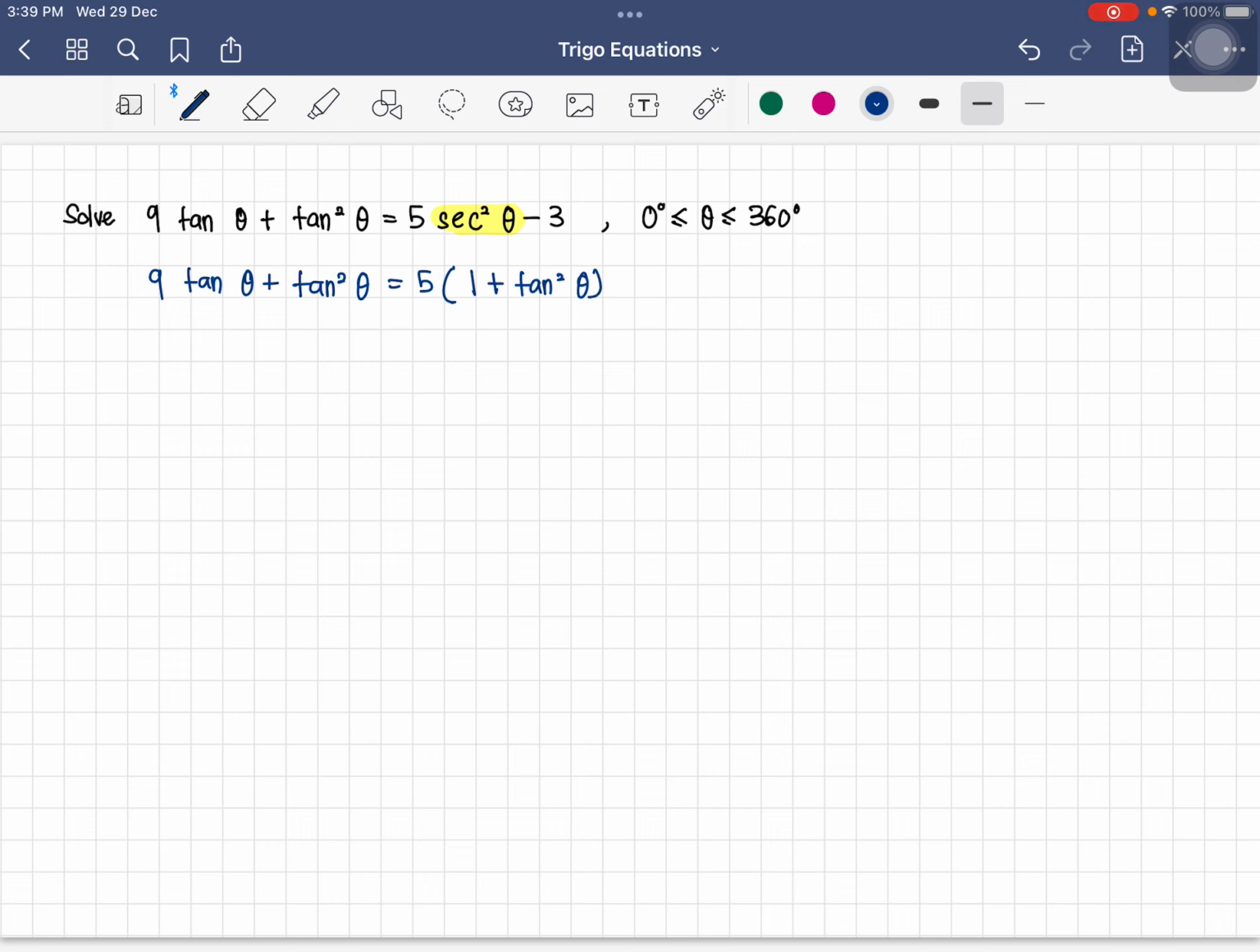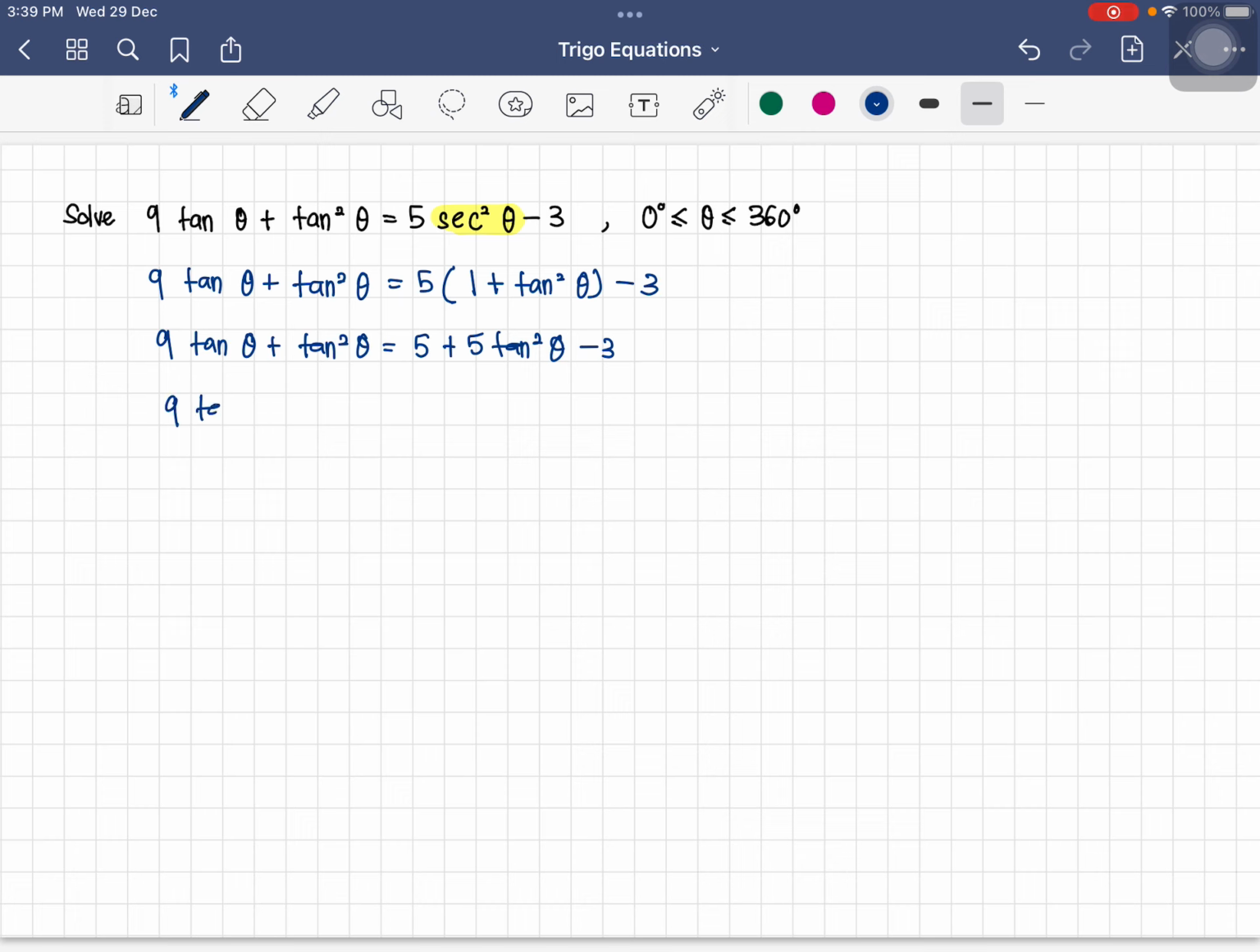All right, okay, so minus 3. All right, so we need to simplify this one: 9 tangent theta plus tangent square theta, which is equal to 5 plus 5 tangent square theta minus 3. We need to simplify this.